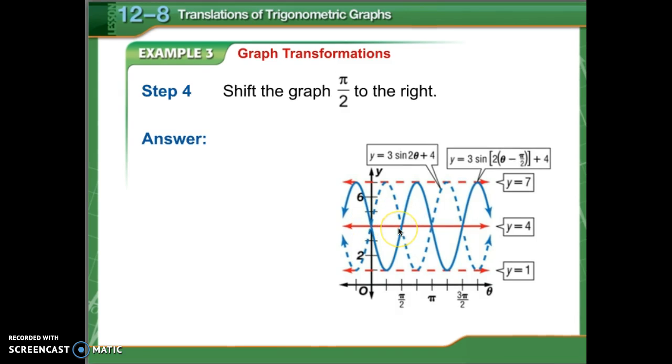That's why the graph looks very busy and confusing. Hopefully this will make more sense when we do this in class. But the solid line here is the correct answer for 3 sine of 2 times theta minus pi over 2 plus 4.